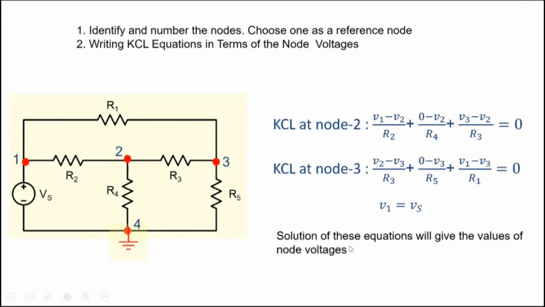So we basically have 2 unknowns here, V2 and V3, and we have 2 equations, and we can solve them. The solution of these equations will give us the values of the node voltages in the circuit, right? So that's a well-defined systematic method of identifying the nodes, numbering them, choosing a reference, and then writing KCL at these nodes to generate equations which upon solution will give you the values of the unknown node voltages.